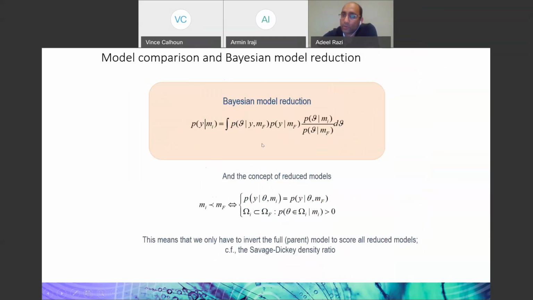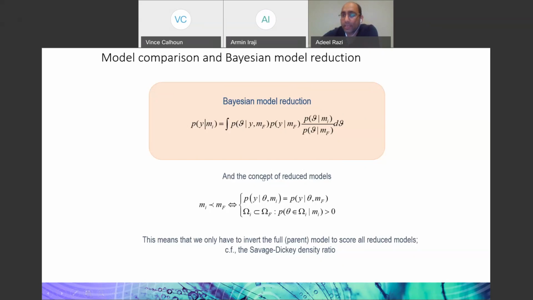So this technology that we call Bayesian model reduction is a more recent work, which allows us to score or invert models, millions of them, very, very quickly using something we call a Savage-Dickey ratio. For this, we need the posterior and the free energy of a fully connected model. Let's say we have what we call a parent model, and we invert that once, and then we can score or find the model evidence for every nested or reduced model within that parent, the fully connected model.